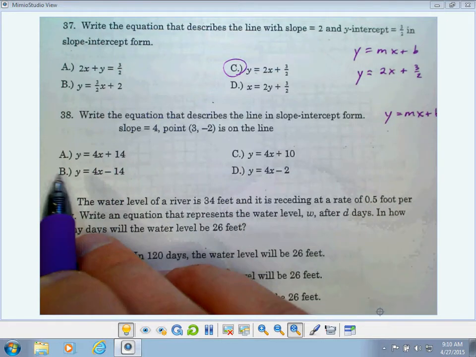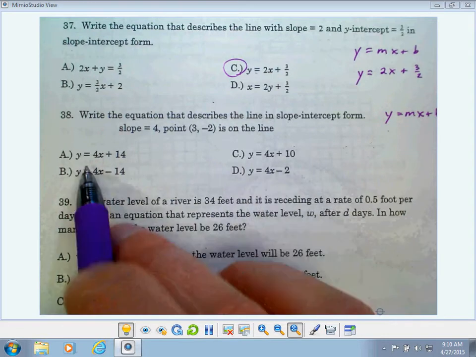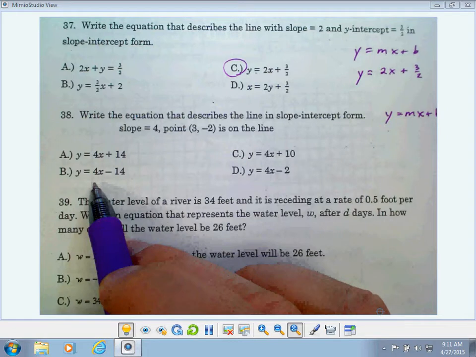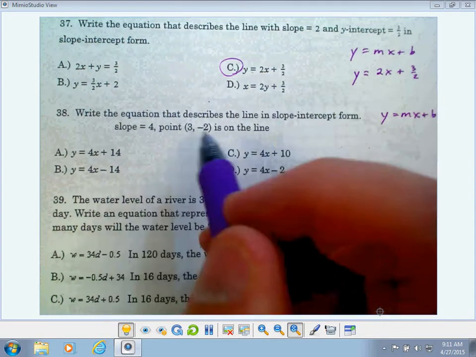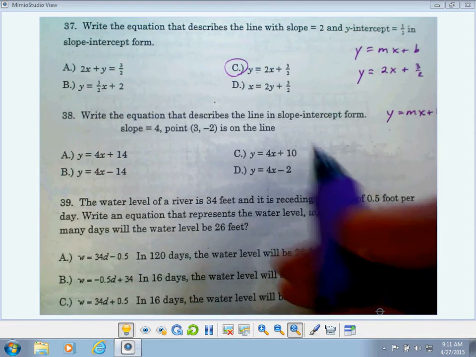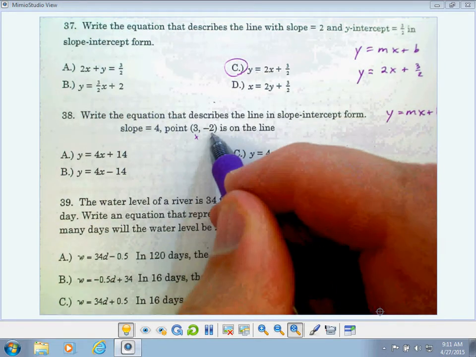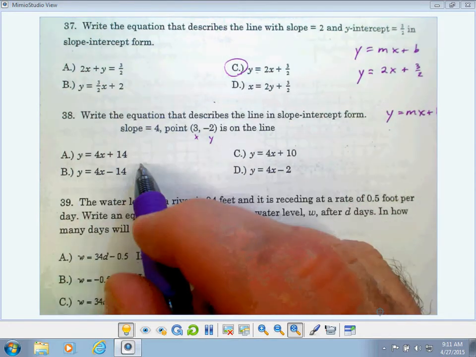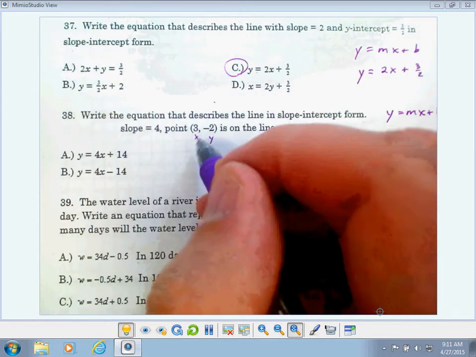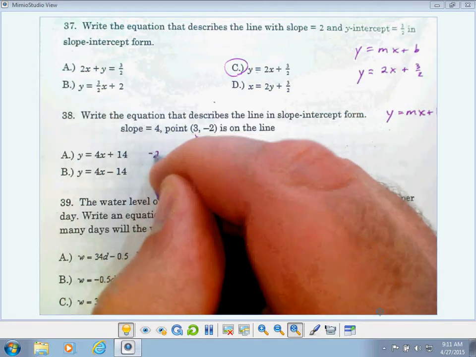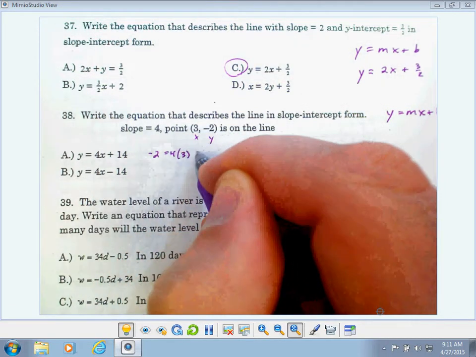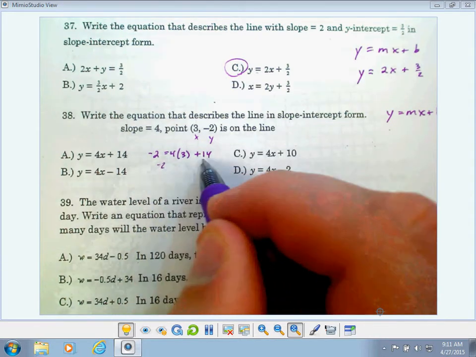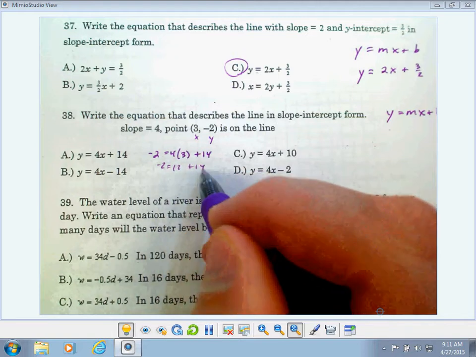If you notice, each one has a 4 next to the x, so we're not going to be able to get away with eliminating any answers by knowing the slope goes next to the x. But what you could do is take these equations and substitute in 3 for x and -2 for y, and see which one gives you an answer that matches up on each side. For example, if we put this one in here, we would be saying -2 equals 4 times 3 plus 14. Well, -2 is equal to 12 plus 14. We know that's not true. It's not A.